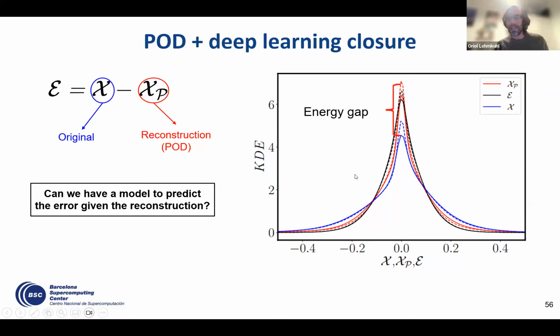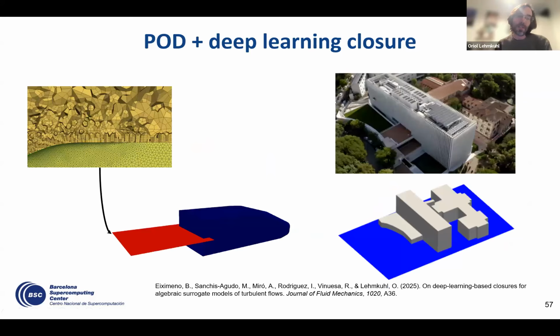For instance, here you can see the energy, you can see the reconstructed and the original, and then we have this gap, and I try to train a deep learning closure for this gap, okay? And this is the other exercise that we have done. We have done this exercise for two cases, for the middle of the Windsor car on the wake as well, and for our building using the data that I showed before of the Barcelona simulations.